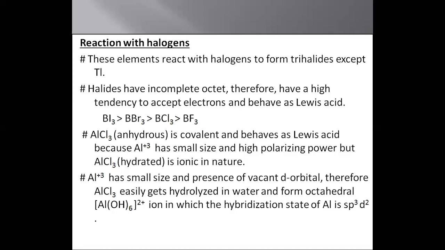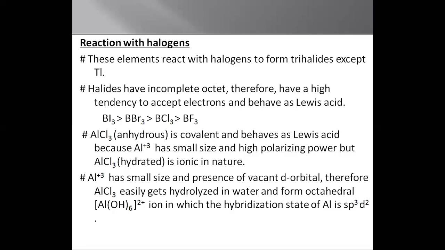having an incomplete octet structure. Incomplete octet structure means, for example, if I talk about boron trifluoride, boron has 3 valence electrons. Fluorine combines with boron's 3 valence electrons to form 3 bonds. With one pair of electrons lacking, boron trifluoride becomes electron deficient. Because of this reason, it can accept a pair of electrons.